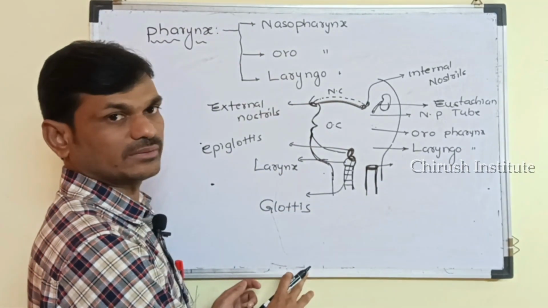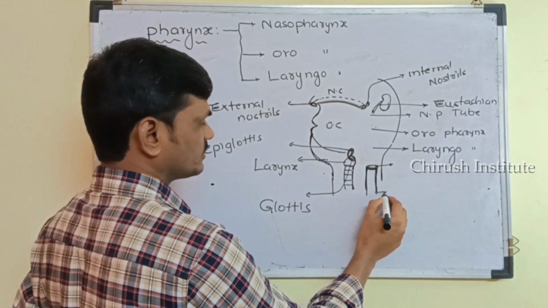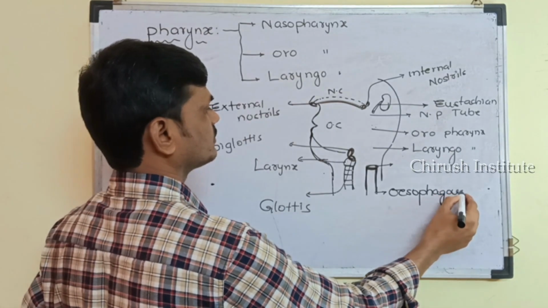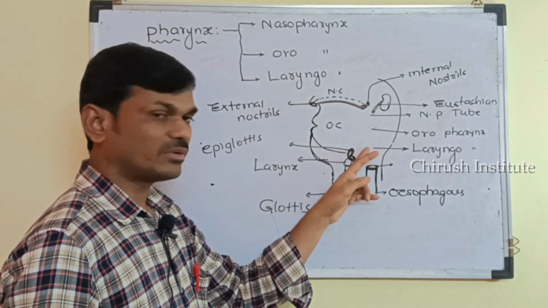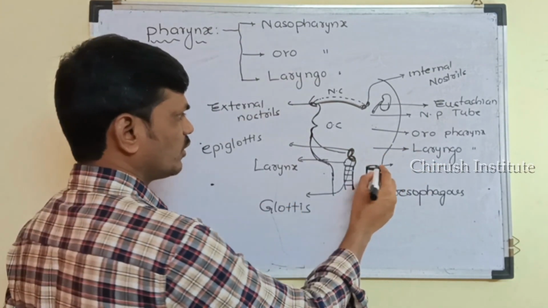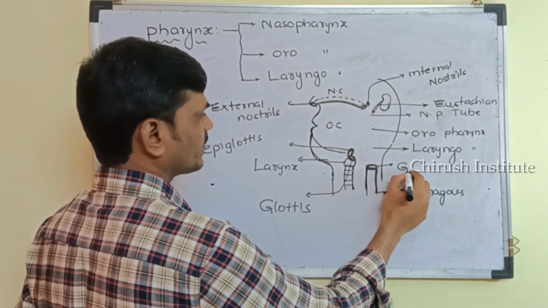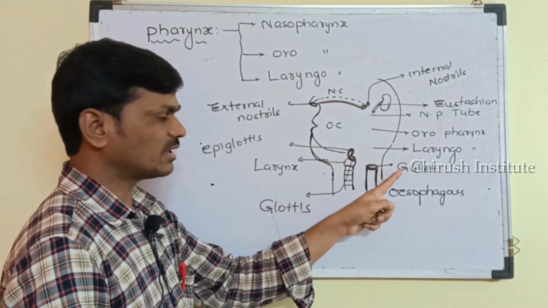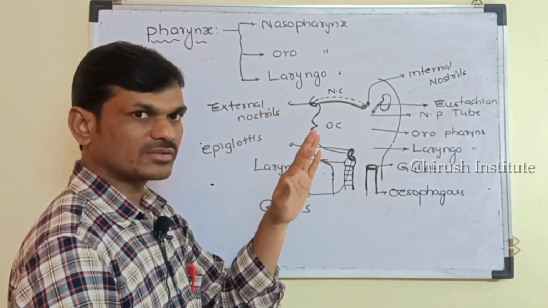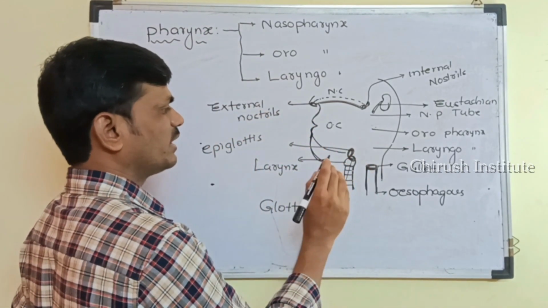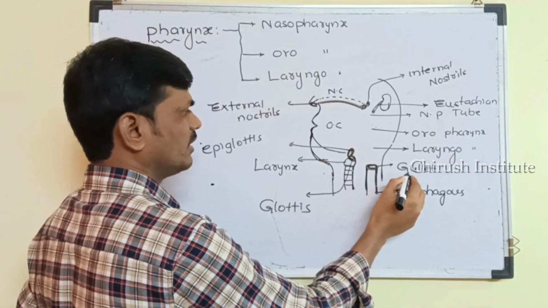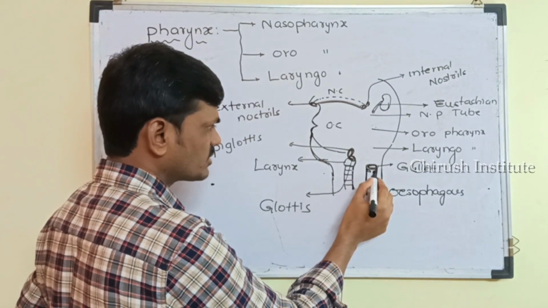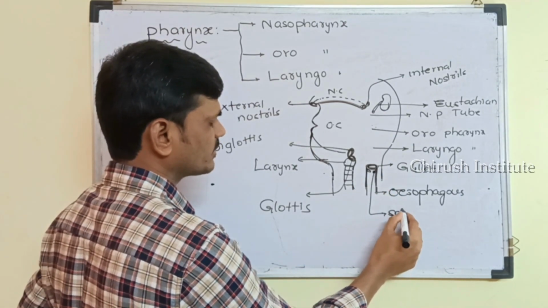Okay, next one. The esophagus also opens into the lower part of the pharynx, the laryngopharynx, through an opening. This opening we are calling the gullet. So this is the glottis and this is the gullet. It is not covered by any cap-like structure. It is open, but you remember the glottis is covered by the epiglottis. At the gullet, there is a sphincter present.